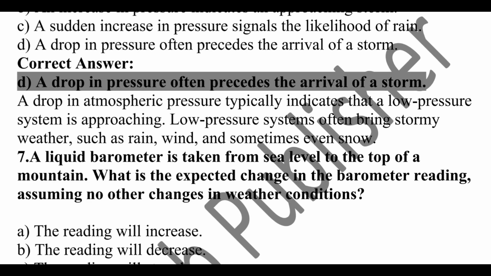So the correct answer is option D, a drop in pressure often precedes the arrival of a storm. A drop in atmospheric pressure typically indicates that a low pressure system is approaching. Low pressure systems often bring stormy weather such as rain, wind, and sometimes even snow.